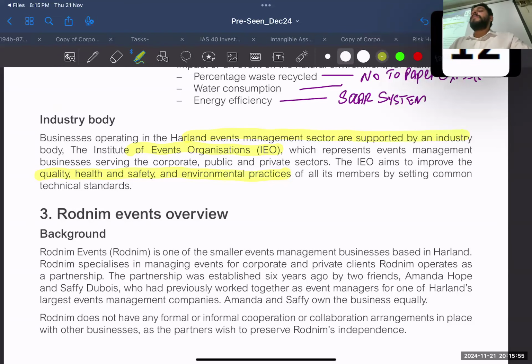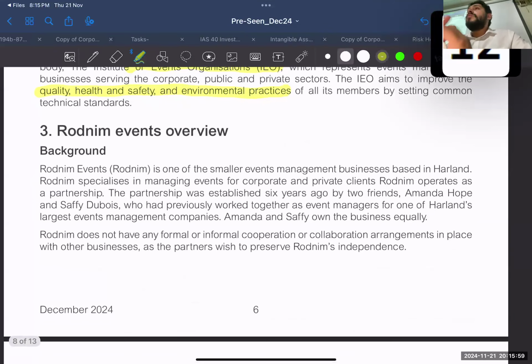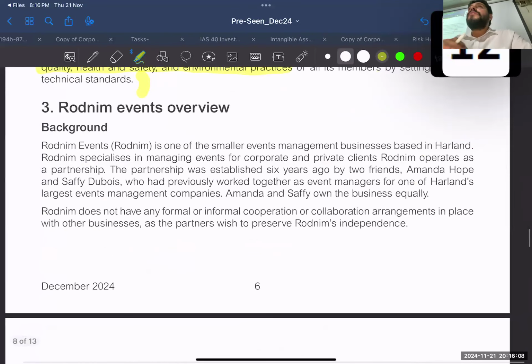Yes, by members it means the companies that are part of us. So the information that is given till here relates to the industry. Now we are coming into the information that relates to our company. It says Rodnim Event is one of the smaller event management companies. So we are smaller in size. Why is he saying that we are smaller?